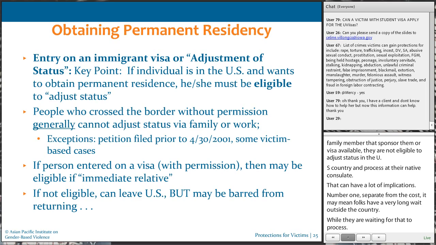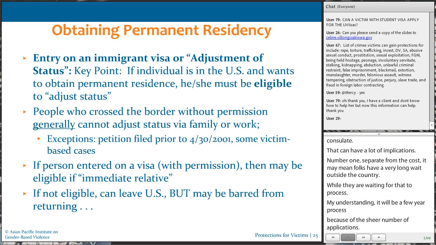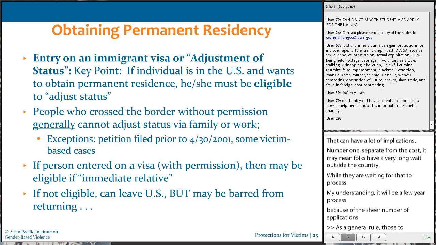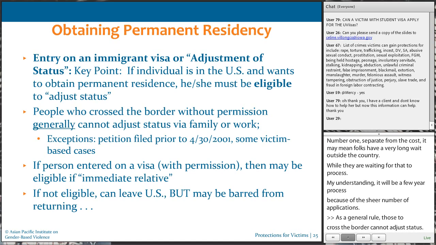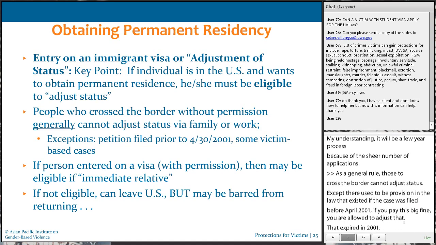So, as a general rule, those who cross the border without inspection cannot adjust status via their family member or through their employment, except there used to be a provision in the law that existed prior to, if the case was filed before April of 2001, if you paid this big $1,000 fine, you were allowed to adjust status in the United States without leaving. But that expired in 2001. And so now everybody who has an application that went in after that date, if they entered without inspection or permission, they are going to have to leave the United States to process the case.